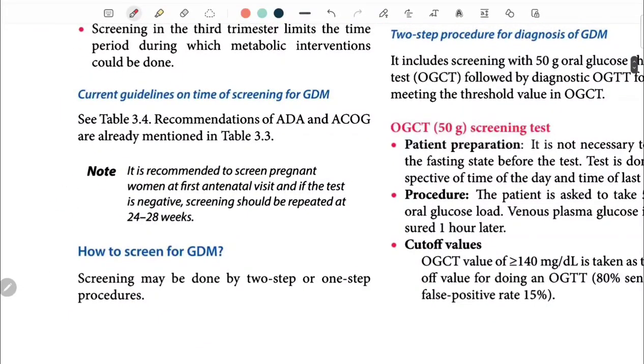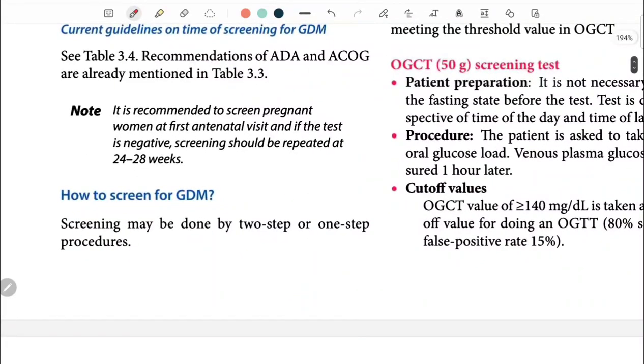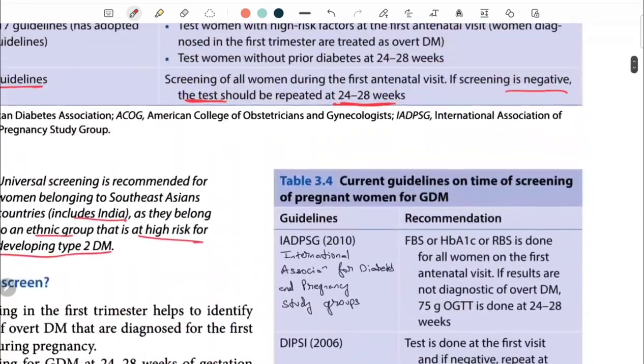Now, what are the current guidelines on time of screening for GDM? It is recommended to screen pregnant women at the first antenatal visit, and if the test is negative, screening should be repeated at around 24 to 28 weeks. Now, how to screen for GDM? Screening may be done by a two-step or a one-step procedure.